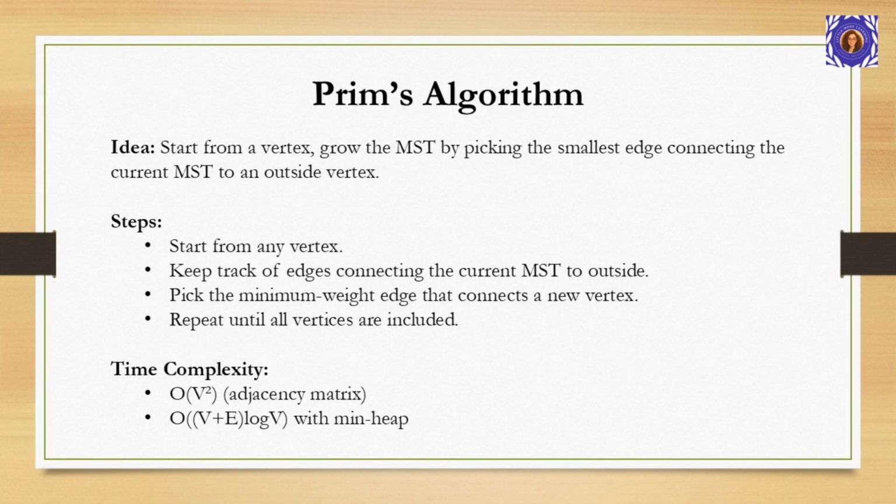While Kruskal's works with edges globally, Prim's algorithm takes a vertex-centric approach. We grow our MST one vertex at a time. Algorithm logic. Step 1. Start from any arbitrary vertex. The choice doesn't affect the final MST weight.